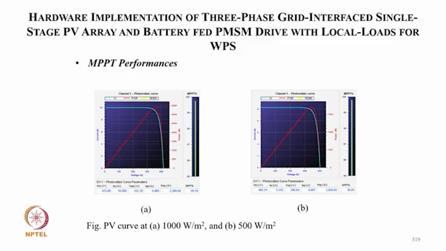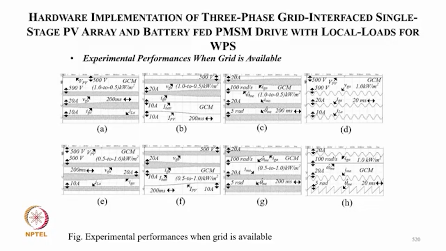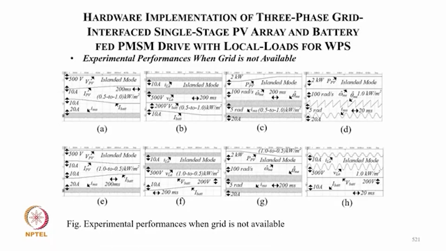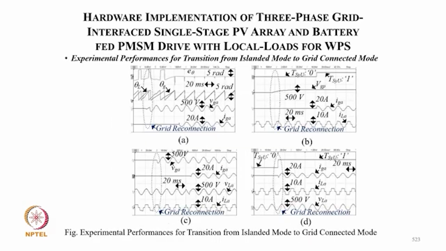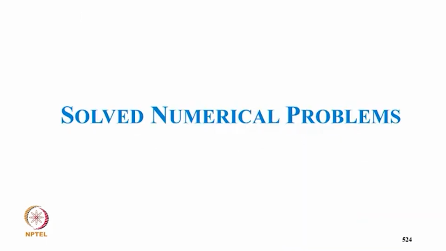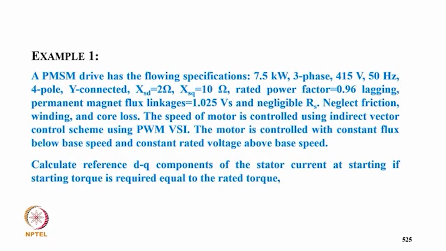performance at 1000 watt per meter square and 500 watt per meter square, and the experimental performance corresponding to how the grid voltage and grid current, load current and PV voltage, and then accordingly the load voltage, load current, grid current. Grid voltage and grid current are sinusoidal, load current is non-sinusoidal, and PV voltage and the position and motor current for islanding mode operation also, and then synchronization. These are how we synchronize to the grid. Load is not affected. So coming to the solved problems.